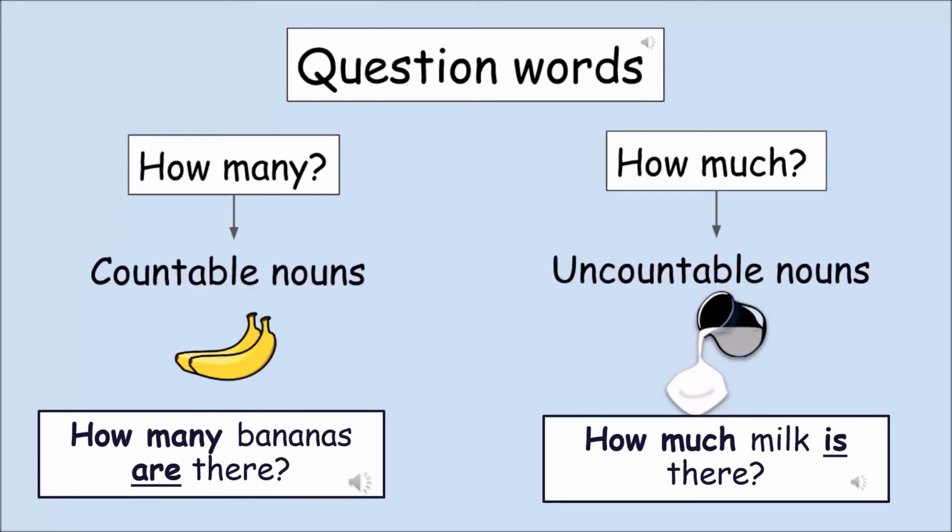We use how many for countable nouns. For example, how many bananas are there? Bananas are countable, so we use how many. We use how much for uncountable nouns. For example, how much milk is there? We can't exactly count milk, so we use how much.